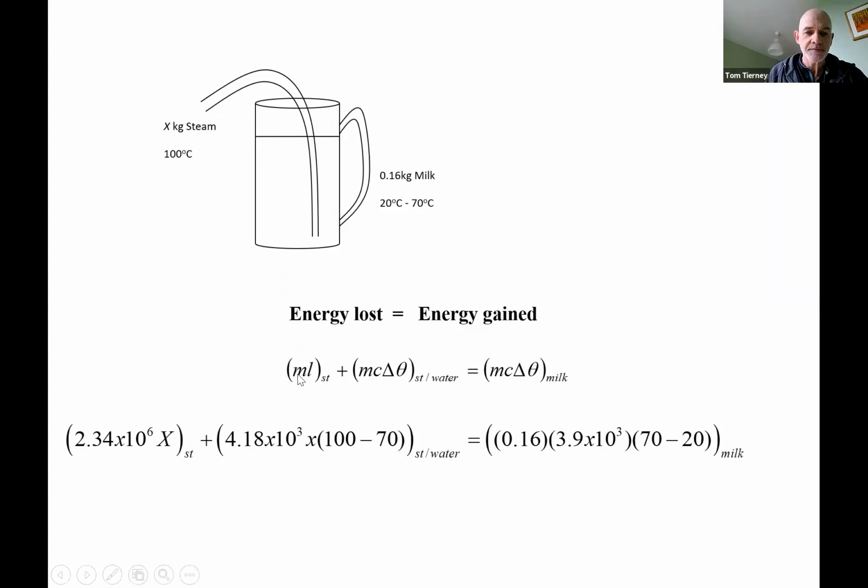So the X is mass of the steam, the 2.34 by 10 to the 6 is the latent heat given in the question. 4.18 by 10 to the 3 is the specific heat capacity of the water. It's turned from steam at 100 degrees to water at 100 degrees. That's 4,180, by X, the mass of the steam, by the change in temperature, which is 30 degrees. It has to cool down to 70. And then on the other side of the equation, how much milk do you have? 0.16 kilos. Specific heat capacity was given in the question, and the change in temperature is 50 degrees.